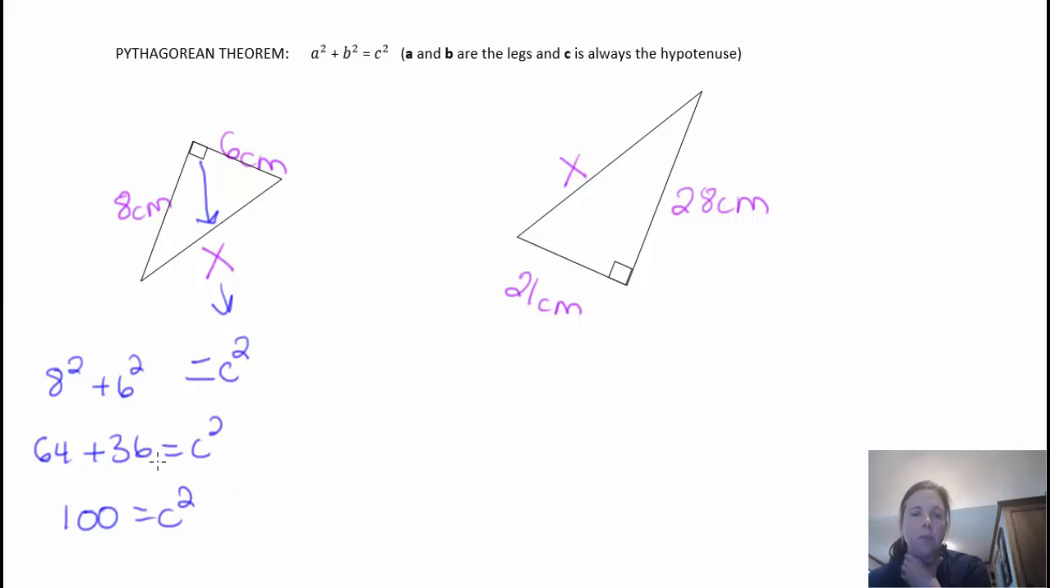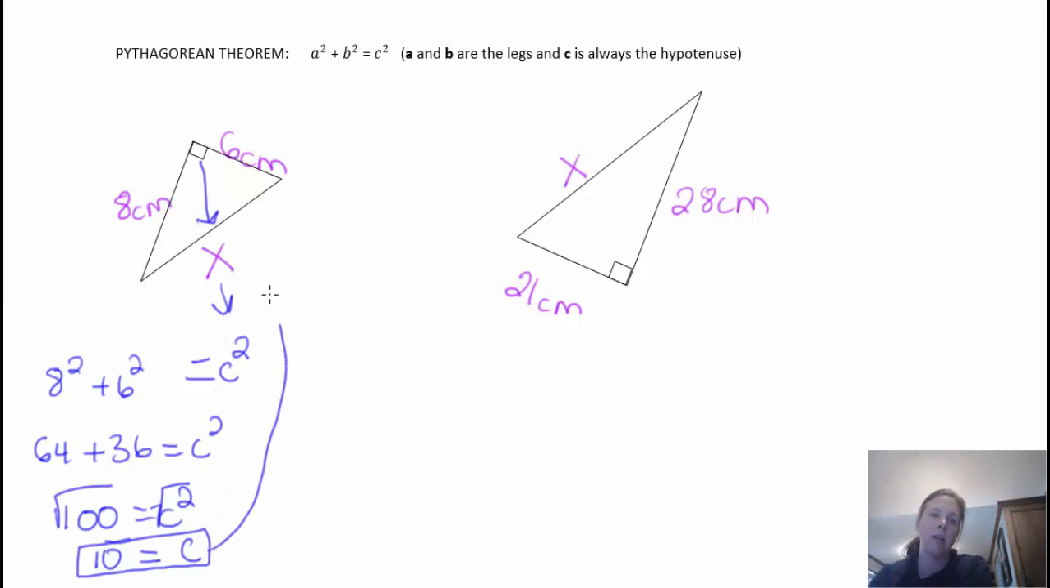Now, here's a little trick. Whenever you have squared, remember how we said the opposite of squaring something is to take the square root. So you actually have to take the square root to get c. c equals 10. Or you could think to yourself, what times itself is going to give me 100? Either way, c is equal to 10. So you have to remember to take the square root. So that's your x. Okay, you can put x or c. I just use c because that's what's in our formula up here.